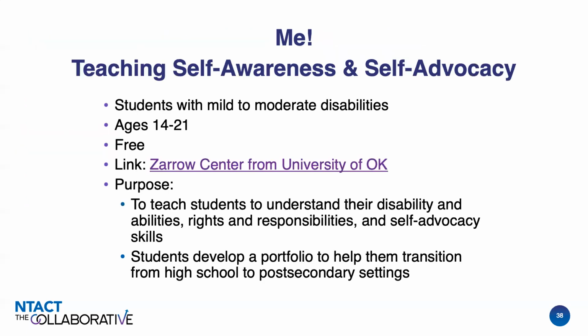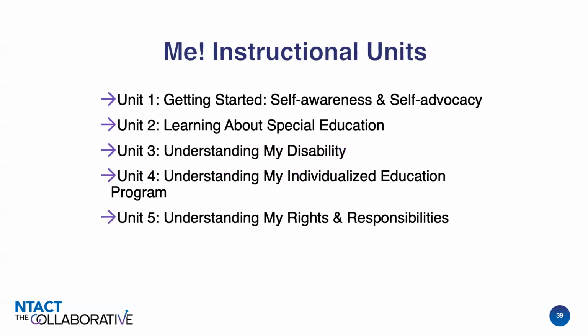ME is a free curriculum developed at the University of Oklahoma designed to teach students ages 14 to 21 about disability awareness and self-advocacy skills they will need in disclosing their disability and requesting accommodations. Here's a breakdown of the content by unit. There are 5 units.